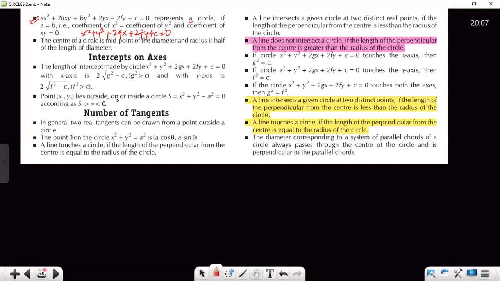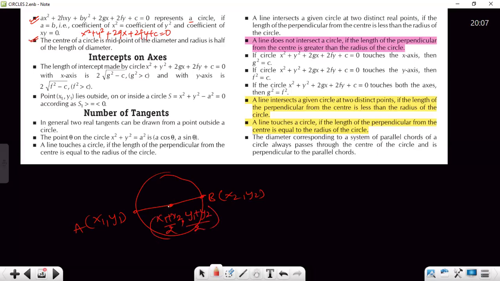Center of a circle is the midpoint of the diameter and radius is half of the length of the diameter. Needless to say, if this is a circle and this is a diameter, with one end having coordinates x1, y1 and the other end this, and this is a straight line, then the center is x1 plus x2 divided by 2 and y1 plus y2 divided by 2, because it's the midpoint. Understood?